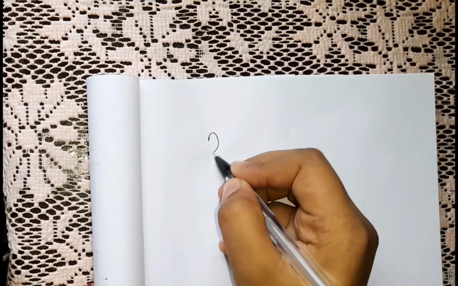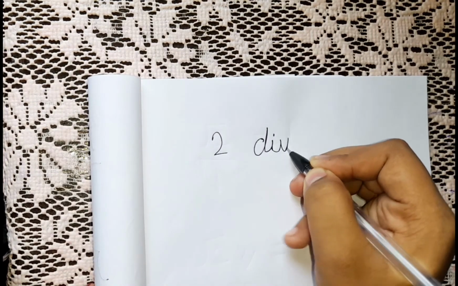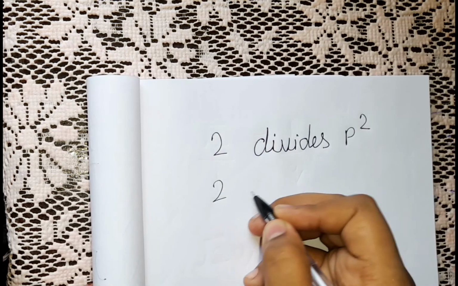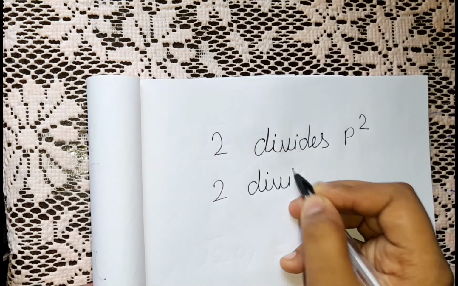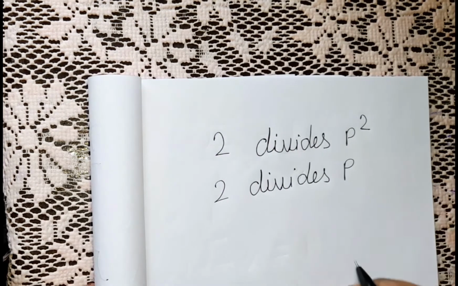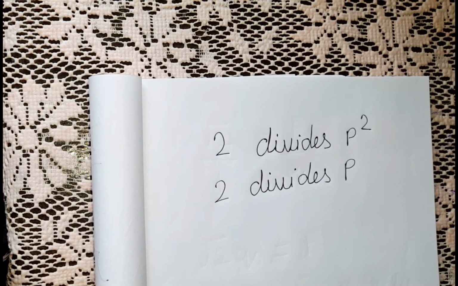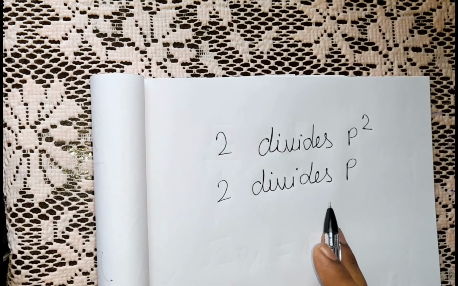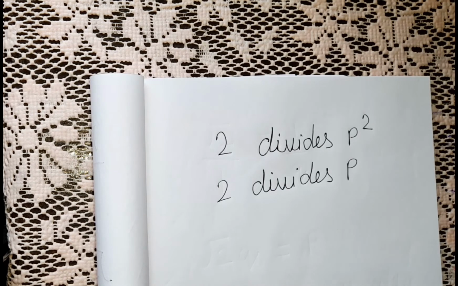So now let's write 2 divides p square and 2 divides p. Okay, why are we writing p? That's because in the first step we took root 2 as a rational number. Why? Because a rational number is always in the form p by q, so we are supposed to take p as well. So first we wrote the actual one, that is p square, and then we wrote for rational number. To get a proper answer we write it like this. Don't get confused in this.